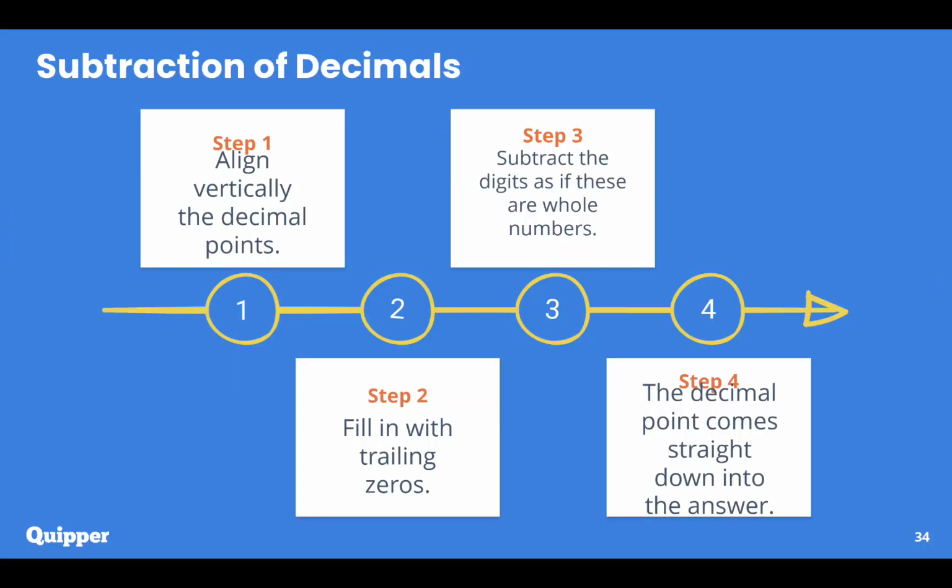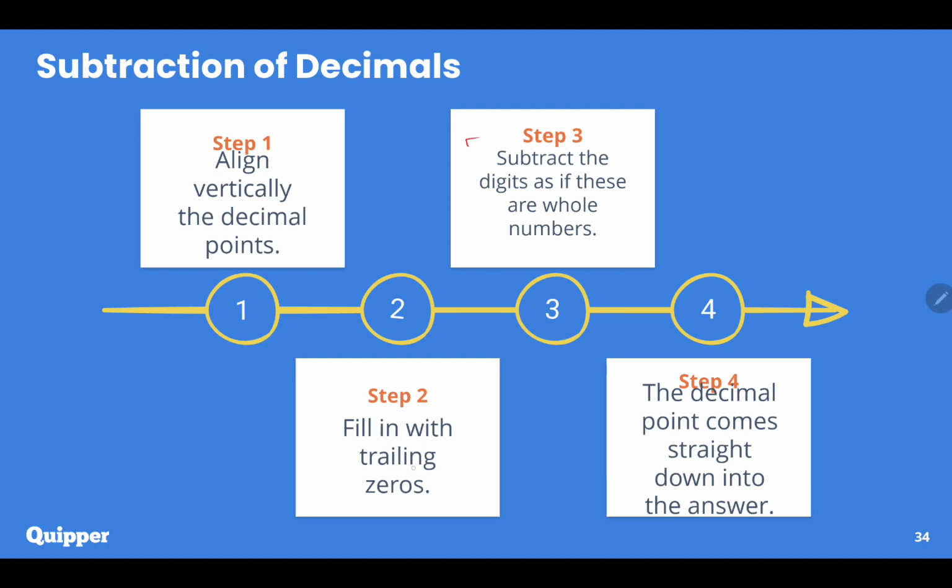So, with that, let's proceed with the subtraction of decimals. So, first, align vertically the decimal point. So, kung paano tayo nag-add ng decimals kanina, di ba ina-align natin siya vertically? So, ganun din kay subtraction. Subtract the digits as if these are whole numbers.